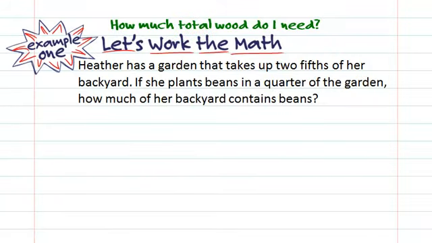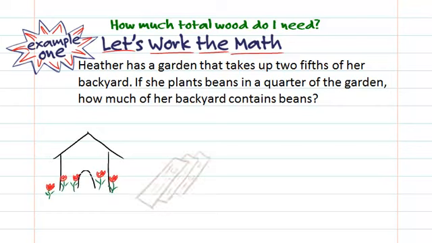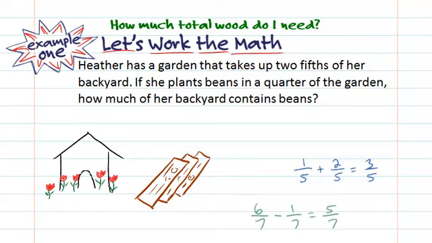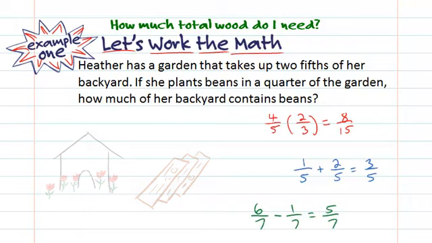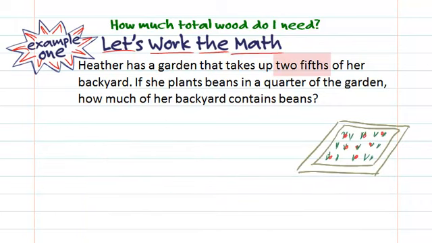Now let's work the math. We need to build this doghouse, but how much total wood do I need? We will be able to do this if we can perform addition, subtraction, and multiplication on fractions. Heather has a garden that takes up 2/5 of her backyard. If she plants beans in 1/4 of the garden, how much of the backyard contains beans? Well, first, we need to identify the fractions. So 2/5 and 1/4. Now, 1/4 is the same thing as 1 divided by 4.